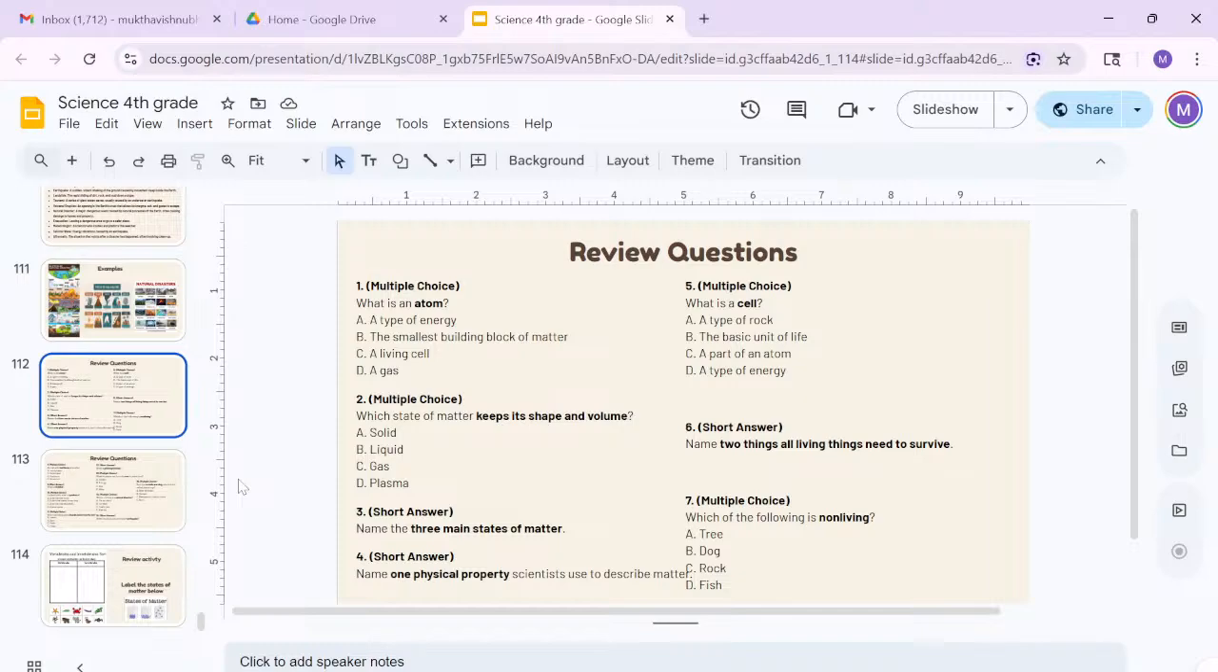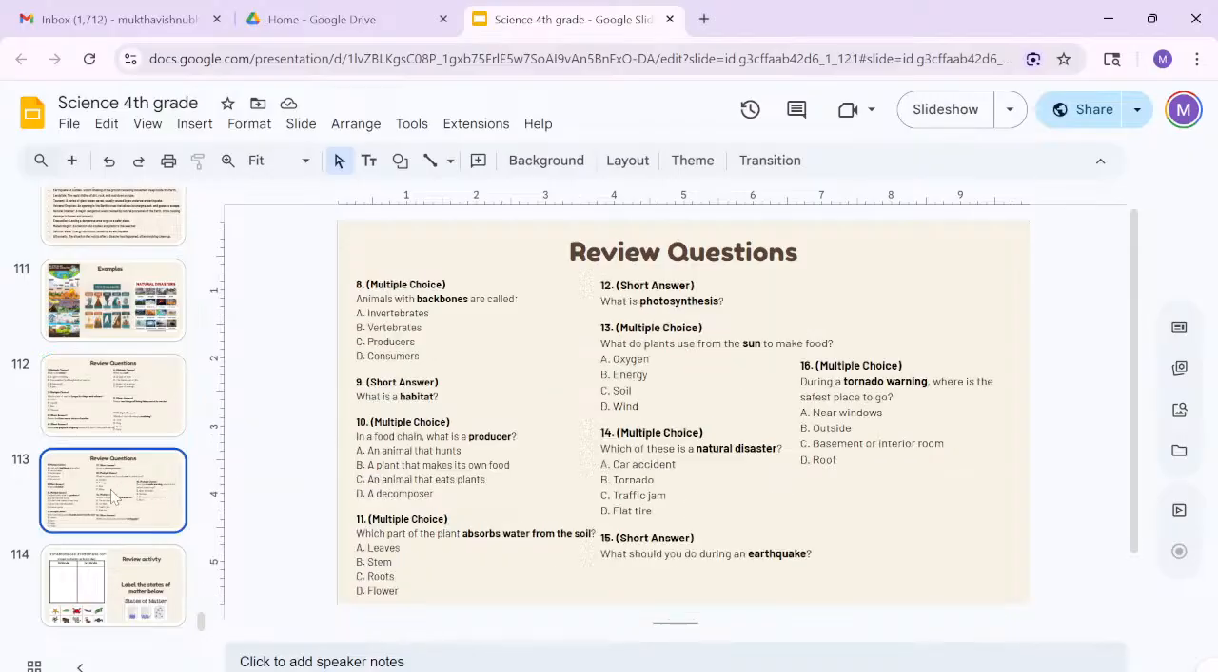What is a cell? The basic unit of life. Name 2 things all living things need to survive. I said water, air. Could also put food, sunlight, or space. Which of the following is non-living? The answer is a rock. I'm going to give a couple minutes for this as well.